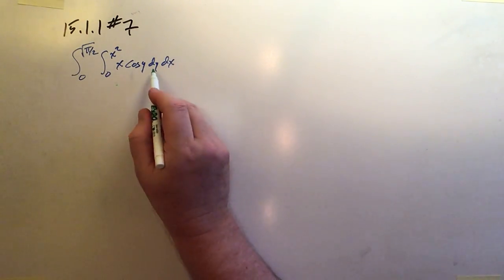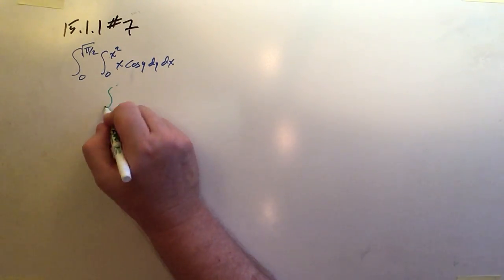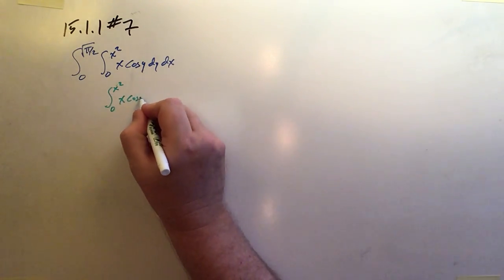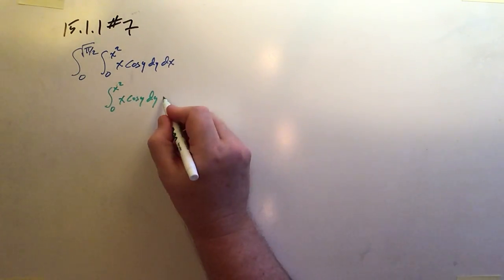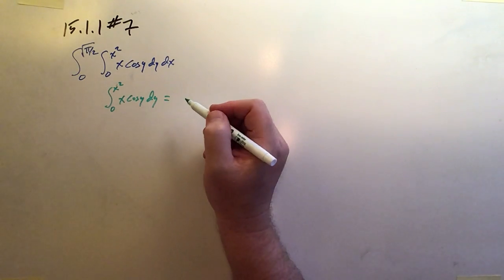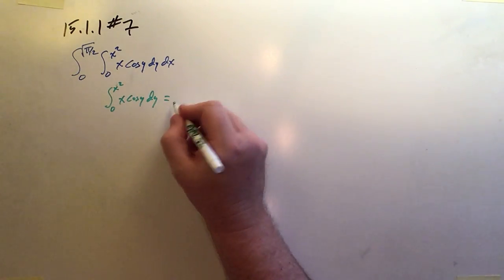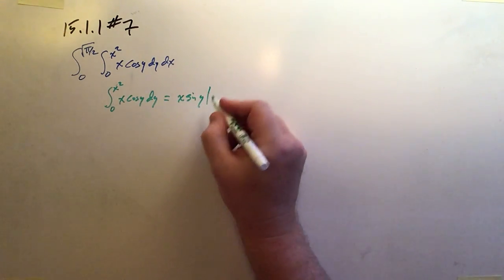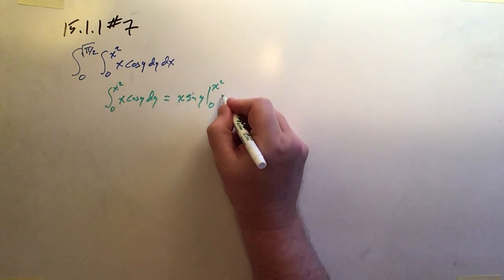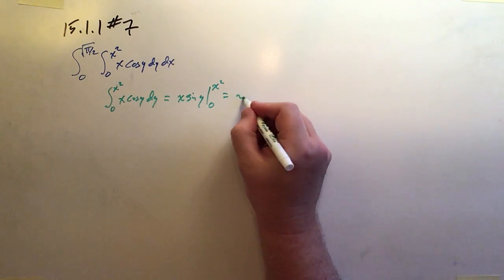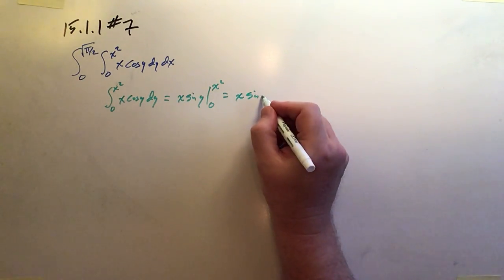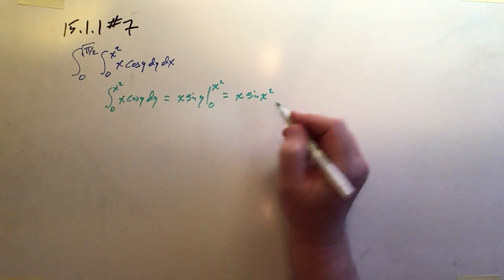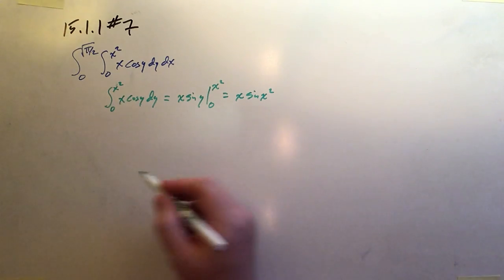Okay, the inner integral, holding x constant, just integrating for y, is 0 to x squared, x cosine y dy. Of course, the integral of cosine is sine, so that's going to be x sine y evaluated between 0 and x squared. So the upper limit is going to be x sine of x squared, and the lower limit, because sine of 0 is 0, is just 0. So there's the argument for the next integral.